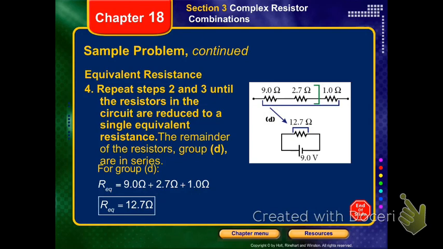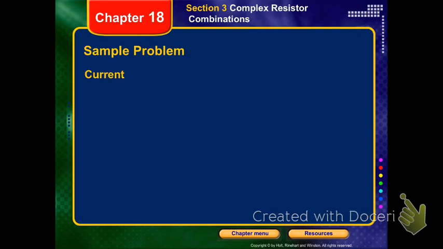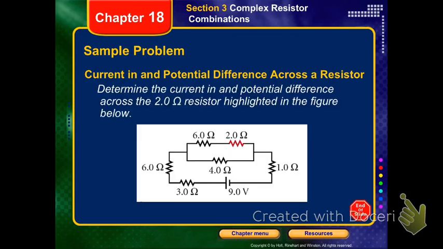Now, keep a hold of those numbers because the next sample problem is going to take this same circuit, but it's going to ask you different questions besides total equivalent resistance for the entire thing. Our problem now wants to know current and potential difference across the 2 ohm resistor only.